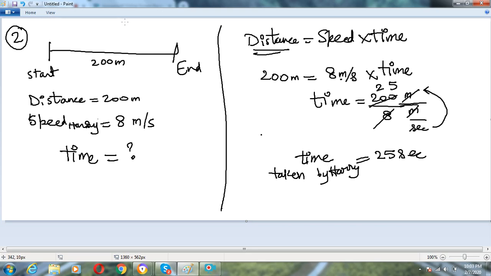Where it says time taken by Harry and then it's an equal sign and it says 258. What's that thing over at the side of 8? Oh, it is not 2058, it is 25 seconds. 200 by 8 is 25. Okay, thank you.